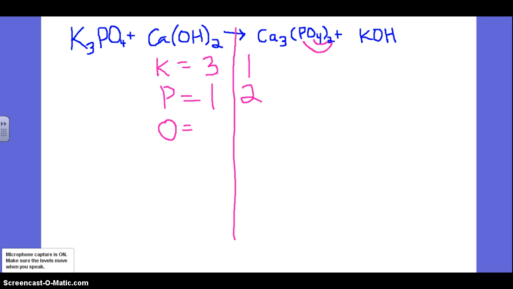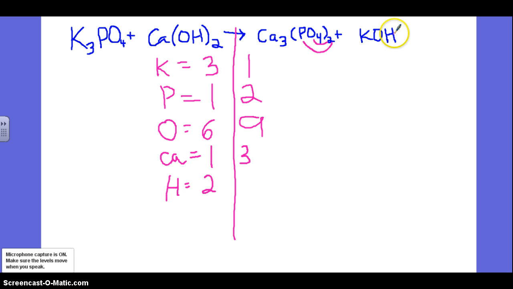Let me erase my work here. 9 oxygens on the product side. Okay, and there's still more. There's calcium. Calcium on the left side, there's only 1 because the calcium is not inside the parentheses. On the right side, there are 3 calciums. Then hydrogen. Left side, there's only 2 hydrogens. That 2 distributes into the parentheses.